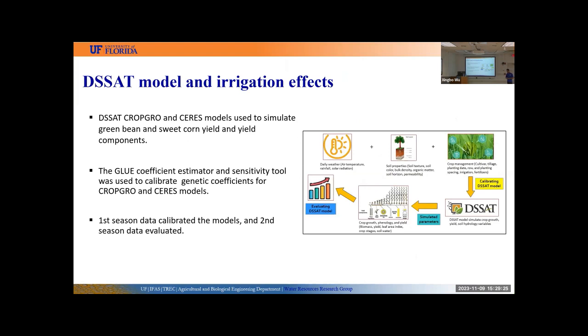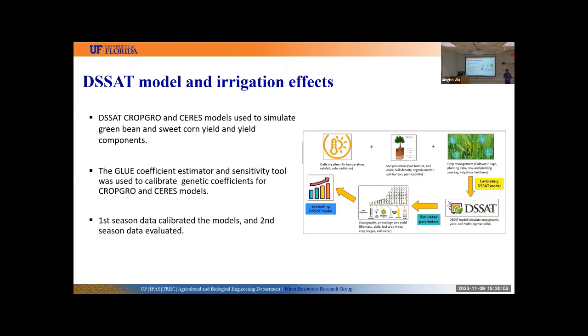So for this chapter, what we did, we used the DSSAT CROPGRO model and the DSSAT CERES model for simulating green beans and sweet corn yield and yield components. For the DSSAT model, we need daily weather data, soil data, and crop management to calibrate the genetic coefficients. Once you calibrate your genetic coefficients, you can use that model to predict your yield and yield components, and then evaluate your model with the measured data. And if your evaluation result is good, you can use that model for predicting other season data.